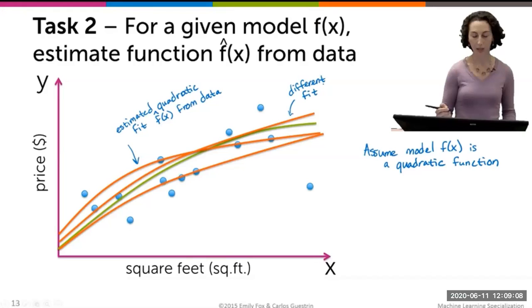Okay, so let me just make one last point here because we have to finish. How many orange lines are there in this picture? 3, right? And how many green? 1, right? What they're saying in this picture is the green is the so-called real relationship between square feet and price. But remember, how many dots do we have here approximately? Let's say we have 20 dots, okay?